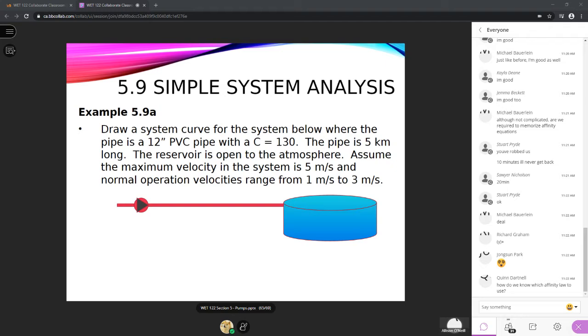All right, so for this particular example, we have a pump that's pumping to a reservoir that's located at the end of a horizontal pipe. So when we're looking at this, I'm going to label these points. This is point 1. And then here, at the surface of the water, that is point 2.